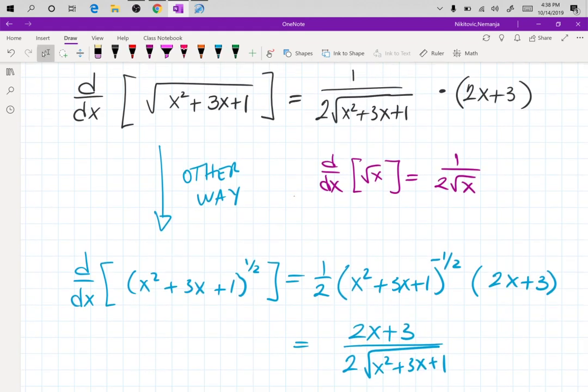So here are the two ways in which you can deal with this problem. Obviously, up there in black, put the 2x plus 3 on top, times 1. So the answers are going to be exactly the same. So in the upper one, we use the shortcut formula for square root of x, but we have square root of g of x. So we use the shortcut formula for root x, but you can still do it with the exponents, if you like that better.